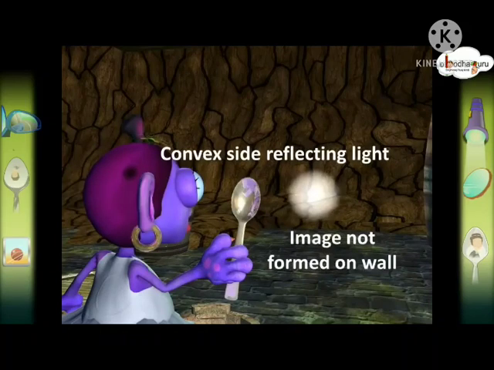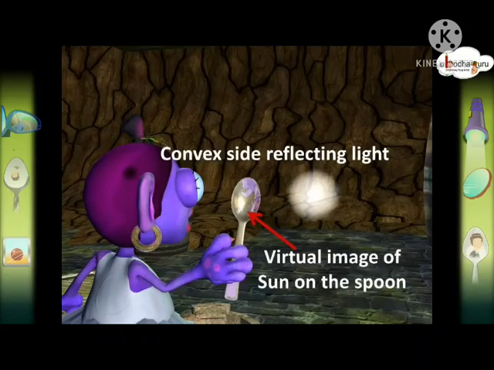Now turn the spoon, that is, the back side of the spoon. Or we can say the convex mirror is facing the sun. No matter how much adjustment we do, we do not get any image of the sun on the wall. But we can see the image of the sun on the convex side, that is, the back side of the spoon. So, using the convex mirror, we got the image of the sun on the mirror itself, not on the wall.